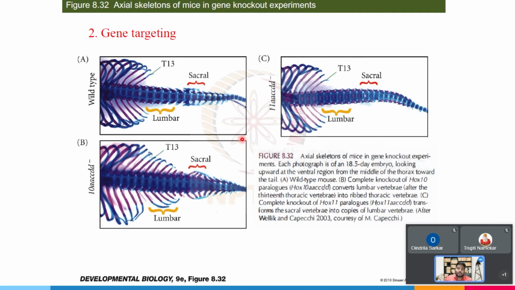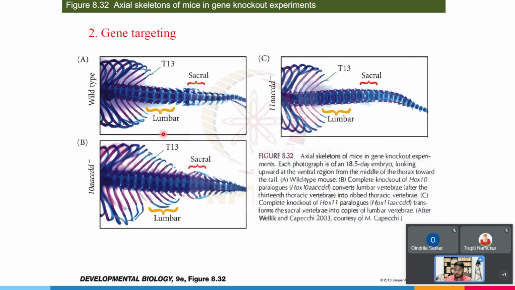The second was suggested via knocking out various Hox genes. So studies were performed in which, say, Hox10 paralogs were all knocked out. So we have Hox10 A, C, and D all knocked out. And for context, this is the wild type embryo. So we have thoracic vertebrae up till here. So this is the vertebral column we are looking at. Then we have the lumbar vertebrae, and then the sacral vertebrae.